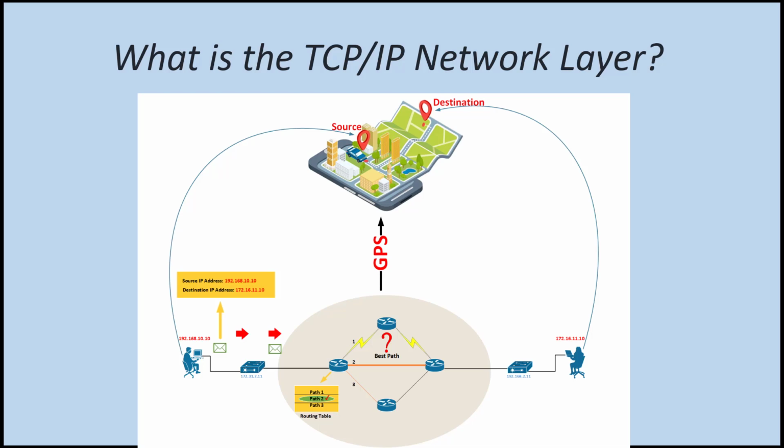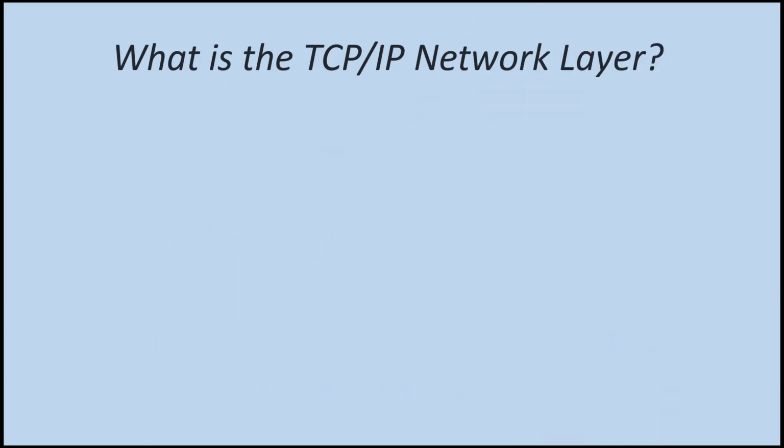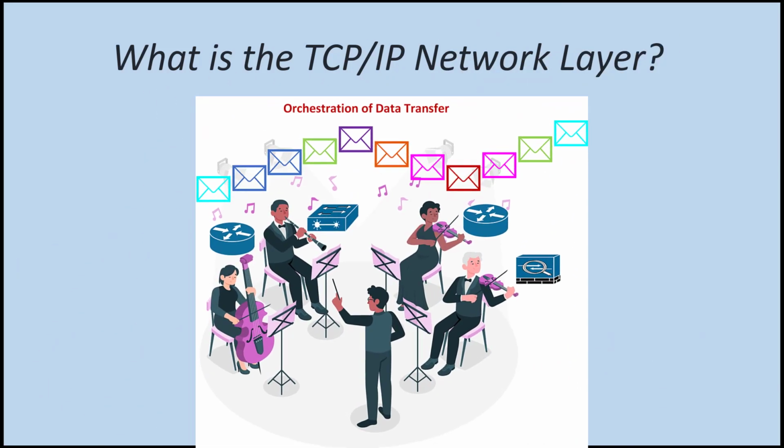Now, let's talk about the orchestration of data transfer. As the maestro, the network layer steps into the role of conductor, coordinating all our instruments or devices to play together in perfect harmony. This coordination is crucial for making sure your data gets delivered reliably and right on time. Think of it like the behind-the-scenes magic that keeps everything flowing smoothly.